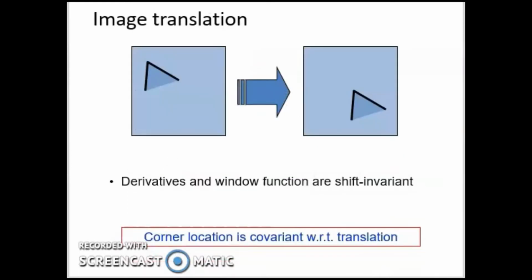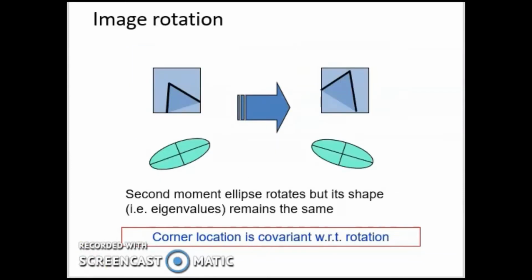Then as far as the image translation is concerned, the derivatives and the window function are shift invariant. Therefore, we have the invariance on that level. And as far as the rotation is concerned, the corner location is covariant with respect to rotation, because if we rotate a corner that is there in the images, it will just reorient the ellipse we talked about in the previous section, and this orientation will not change the relation between the two different eigenvalues that we have along the major axis and the minor axis.